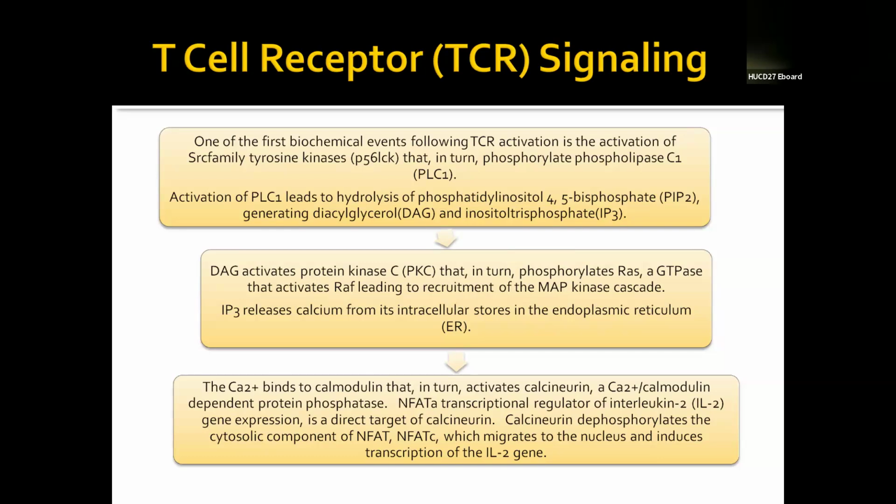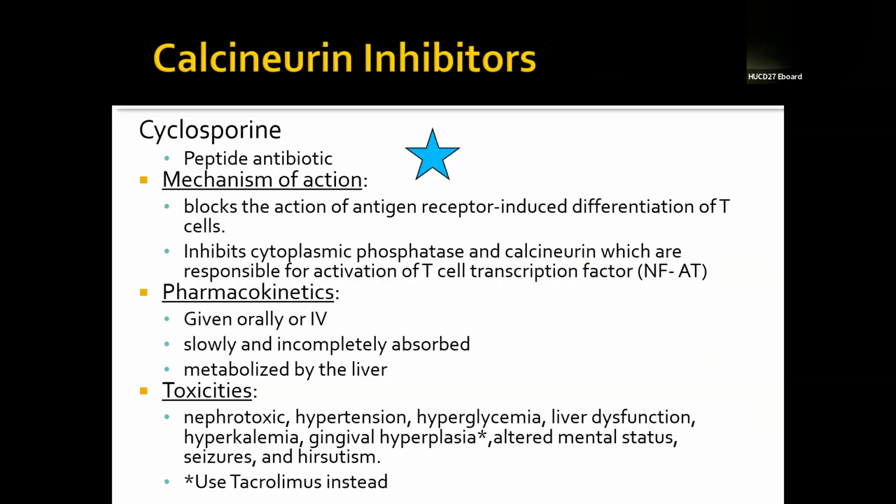The NFAT transcriptional regulator of IL-2 gene expression is a direct target of the calcineurin. The calcineurin dephosphorylates the cytosolic component of NFAT, which migrates to the nucleus and induces the transcription factor. So you see, NFAT is an essential player in that process, because NFAT is the one that is important in producing that IL-2 response. Okay, so let's look at cyclosporin.